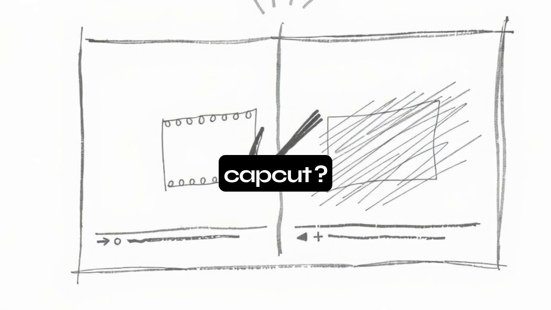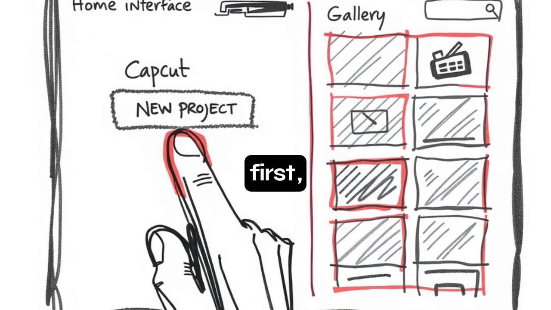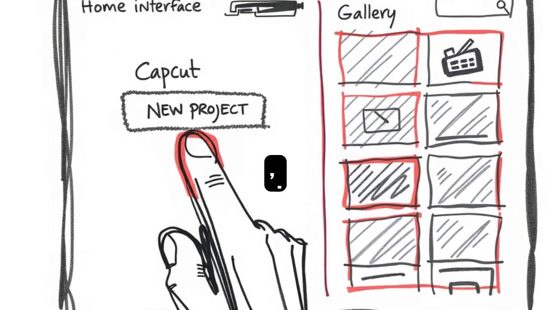Got a blurry video in CapCut? In the next 60 seconds, I'll show you the quickest way to turn this into this. First, open CapCut and tap New Project.